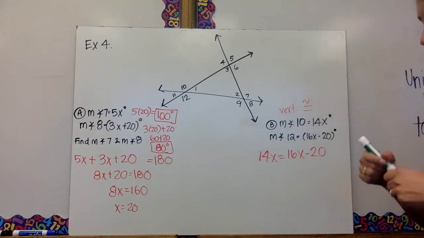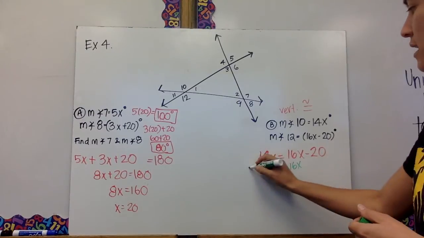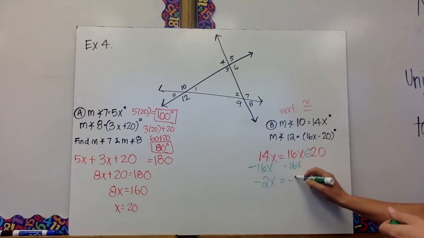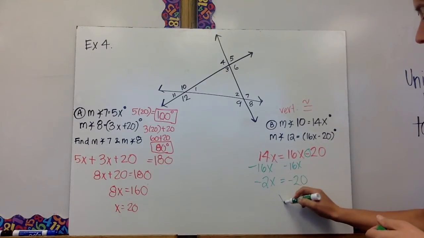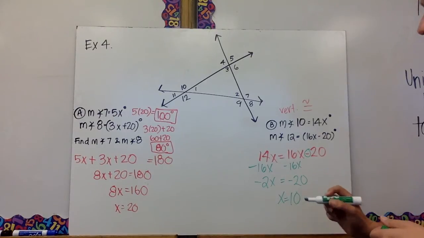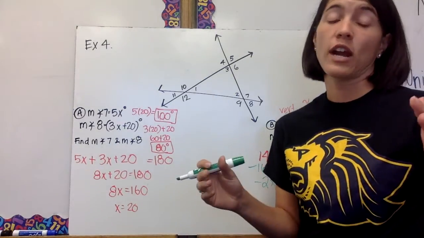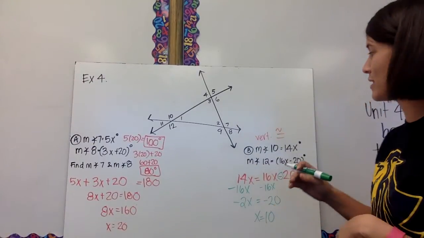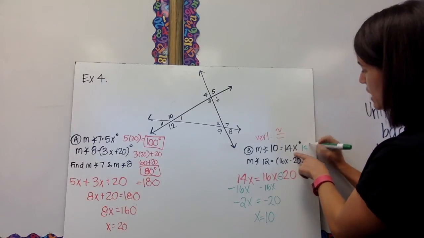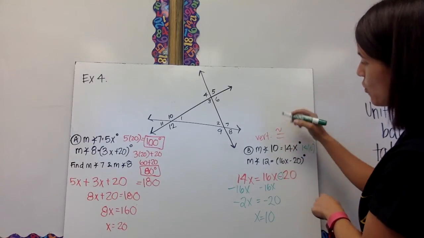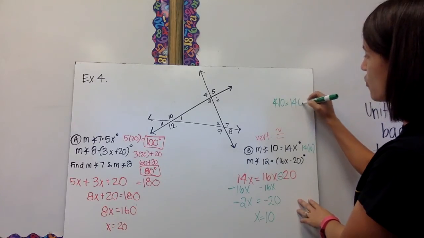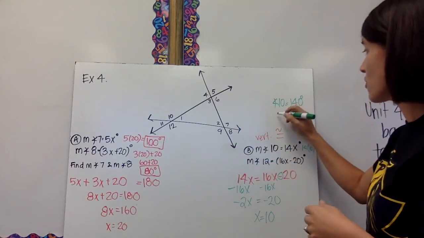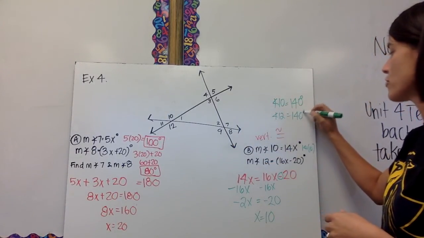I want to solve that equation with variables on both sides. I'm going to subtract 16x on both sides, and that's negative 2x, and this, don't forget that negative, is negative 20. I'm going to divide both sides, and I get x equals 10. X equals 10 is great and fantastic, but it doesn't solve the problem for us. We have to substitute it back in to find our angle measurements. I'm going to substitute it back in here. So 14 times 10 is 140, so angle 10 is 140 degrees. And because they're vertical angles, I'll know they're congruent, so angle 12 is also 140 degrees.